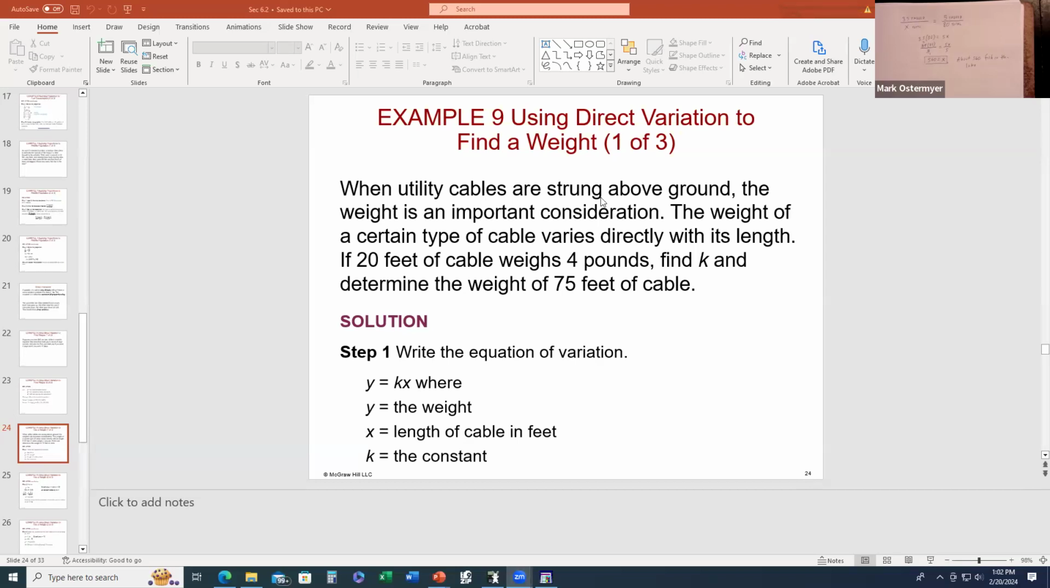When utility cables are strung above the ground, the weight is an important consideration. The weight of a certain type of cable varies directly with its length. They're going to let y be the weight of the cable, x be the length of the cable in feet. The weight is in pounds. k is a constant, so we have a direct variation that exists between weight and length of this cable. They want you to find k and determine the weight of a 75-foot long cable.